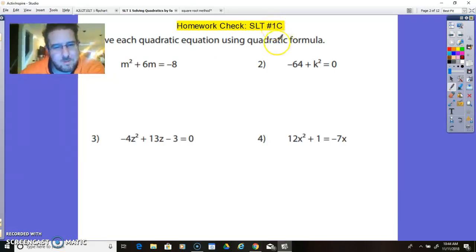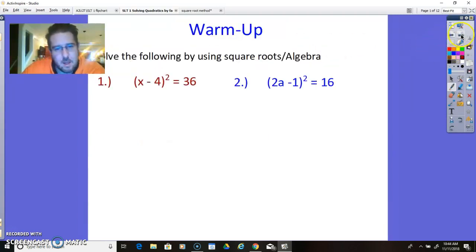This is Algebra 2, Unit 2, Topic 1, SLT 1, letter D. We're going to tackle how to solve equations by completing the square. So that's what we're doing. It's kind of like the square root method, only you might sometimes have to make it a square on the right-hand side in order to make it work.